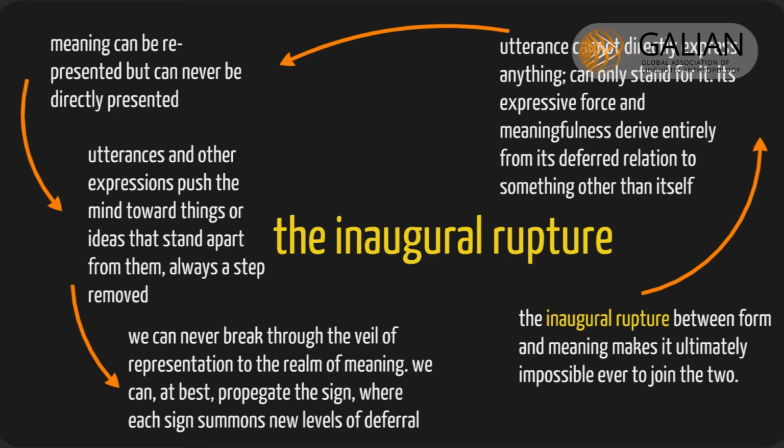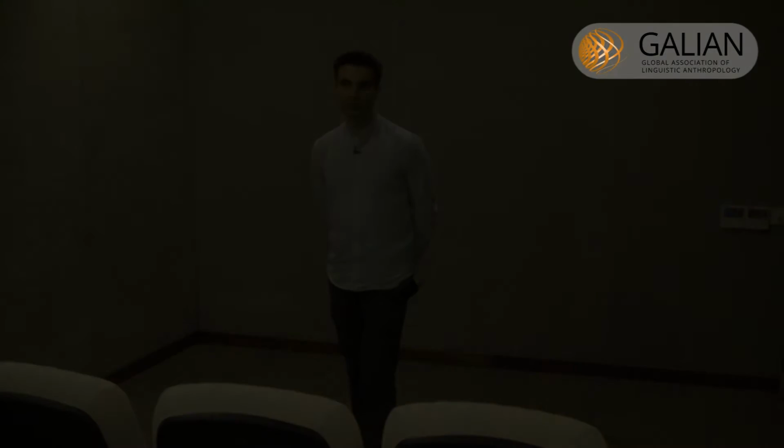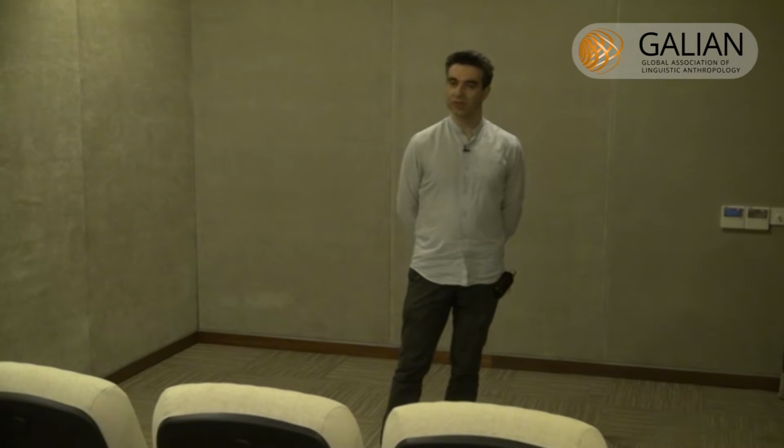We can never break through the veil of representation to the realm of meaning. We can never do this. We can never get to the realm of meaning, says Plato. Plato told us that, look, everything is a shadow unless we reach higher states of consciousness. Then it's a different story.